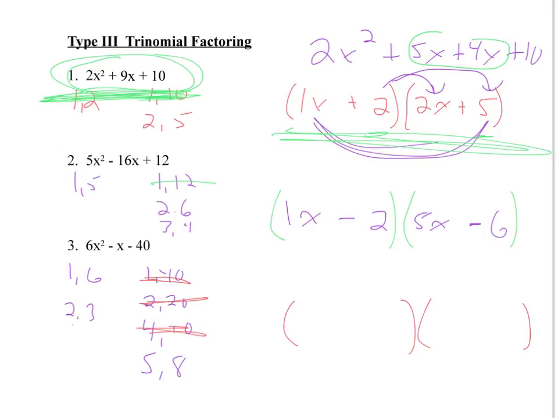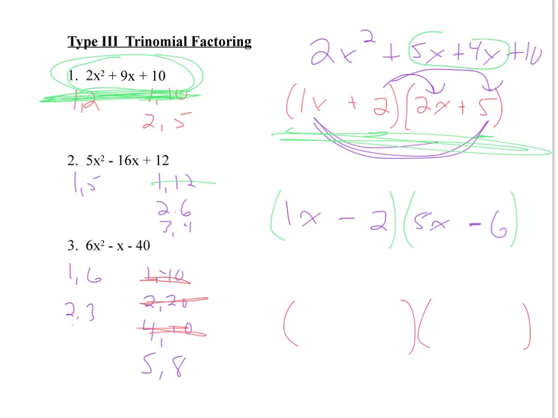Let's try the 2 and the 3 with the 5 and the 8. 2 times 5 is 10. 3 times 8 is 24, difference of 14. And lastly, let's try this one. 2 times 8 is 16. 3 times 5 is 15. 16 and 15 have a difference of 1.